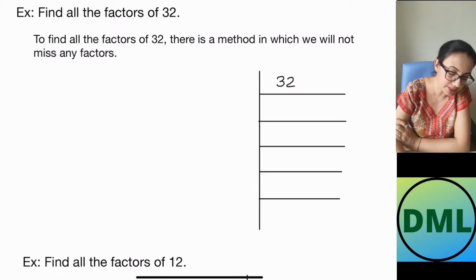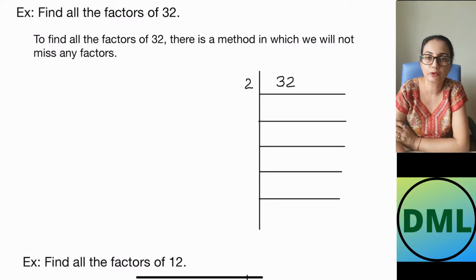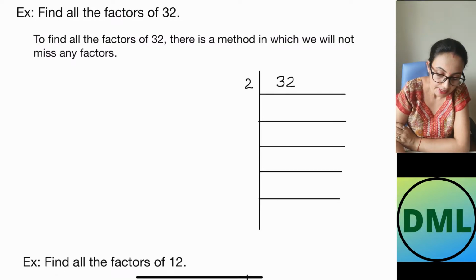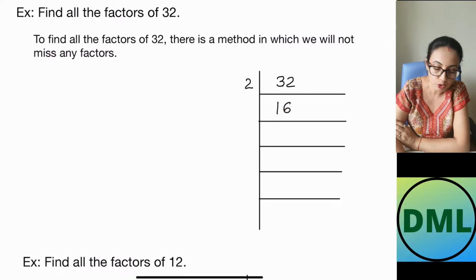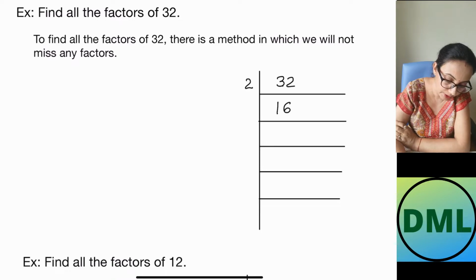If we divide this number by 2, we will get 32 divided by 2. What are we going to get? We are going to get 16. So let's write down 16 here. Then 16 is also an even number because the end number is 6. So the smallest number is 2, and 16 must be divisible by 2. Let's write down the 2 here again, and dividing 16, your answer will be 8 here.